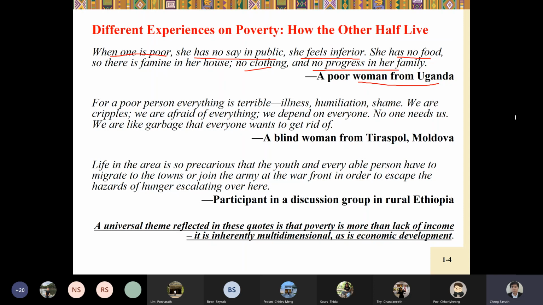So let's move to other people in another part of the world, the Maldives, one of the poorest countries. This is what she said, and this is a disabled person. She said that for a poor person, everything is terrible: illness, humiliation, shame. We are cripples, because she's a disabled person, and we are afraid of everything. We depend on everyone. No one needs us, and we are like garbage that everyone wants to get rid of.